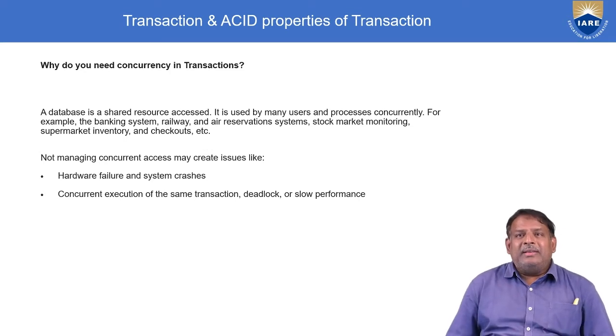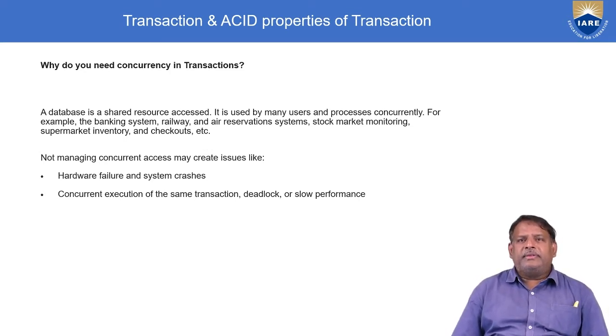Now, why do we need concurrency in transactions? A database is a shared resource, used by many users and processes concurrently. For example, the banking system, railway and airline reservation systems, stock market monitoring, supermarket inventory and checkouts. All these are various types of systems where we use a database, and at all these points there will be multiple processes and concurrent users running.